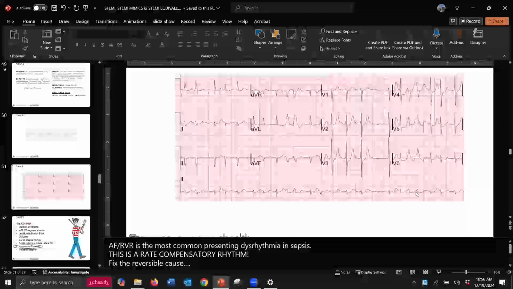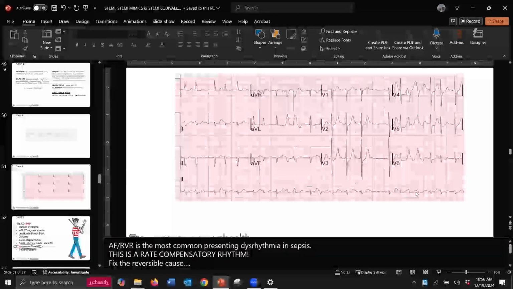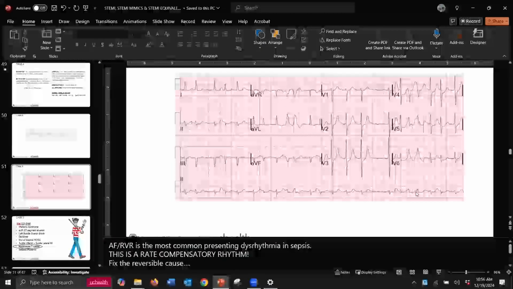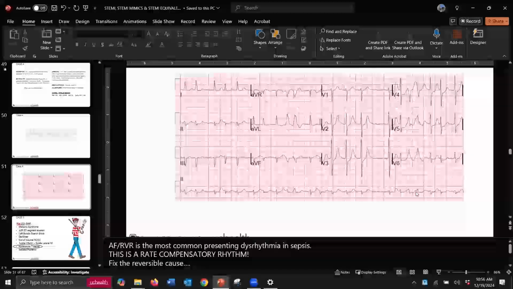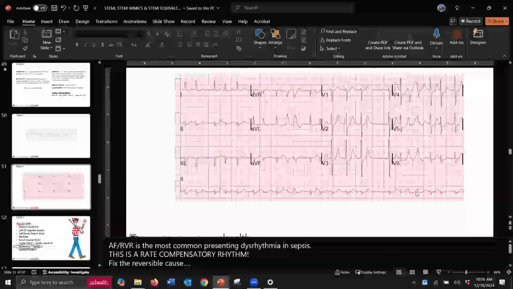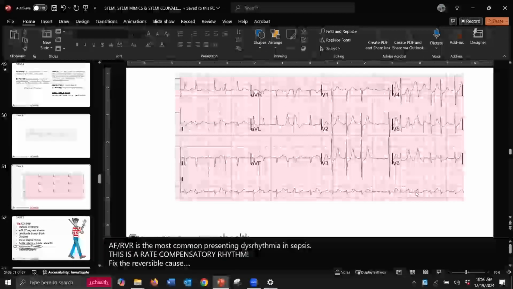So yeah, absolutely. Are you going to rate control this? Shake your head, no. What are you going to do for this then? Are you going to do anything for this rhythm? Not for the rhythm. Okay, we're going to treat the patient's symptoms and hopefully improve their ability to compensate. How are we going to do that? Predominantly fluids. Okay, how much fluid?